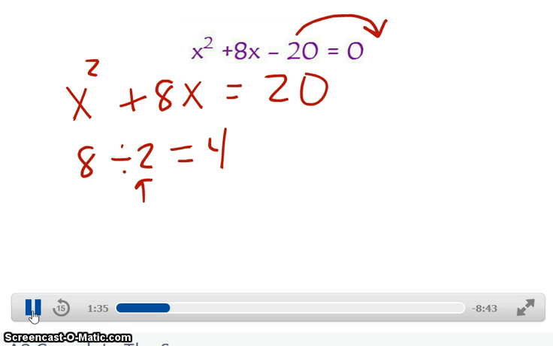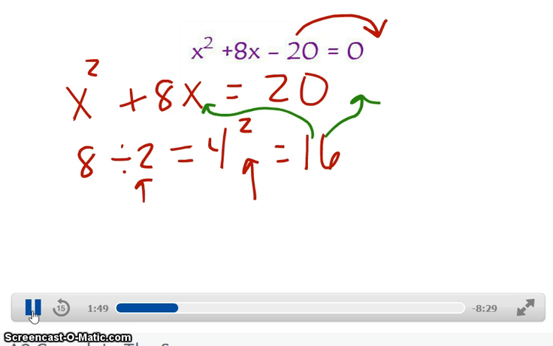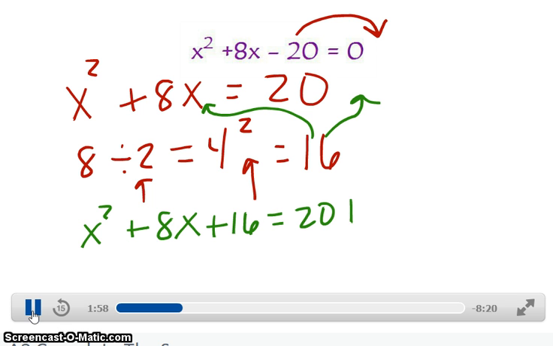8 divided by 2 is 4. Whatever you get here, you square. You always square that. 4 squared is 16. This number gets added to both sides. So it becomes x squared plus 8x plus 16 equals 20 plus 16. Now you know that 20 plus 16 is 36.